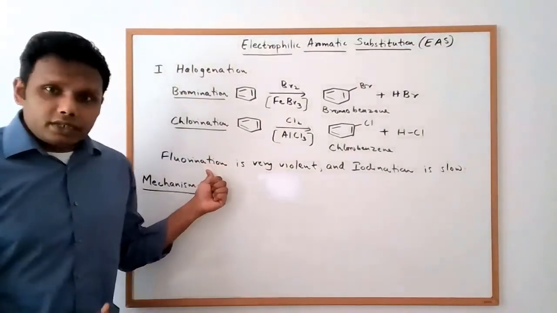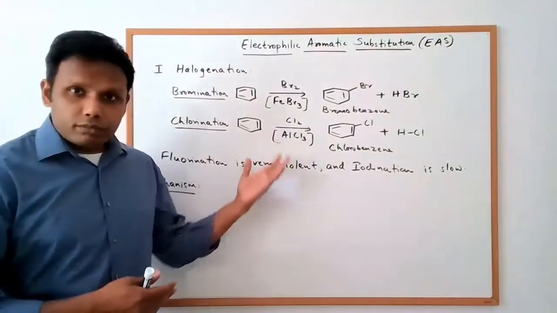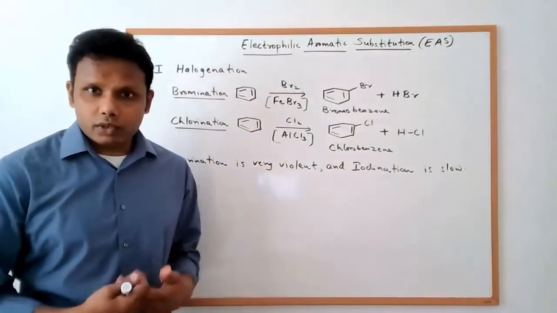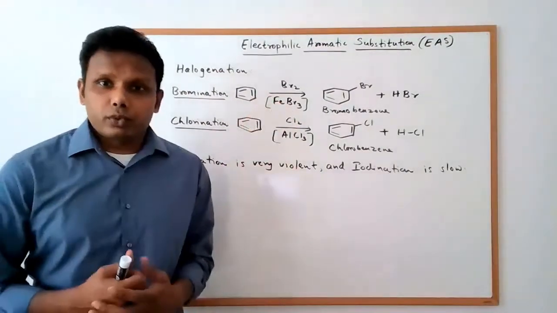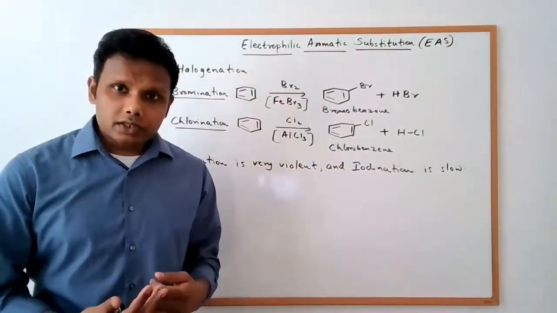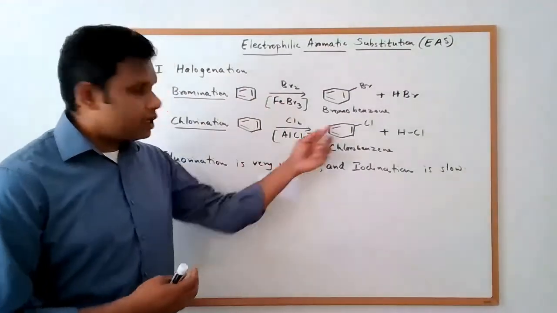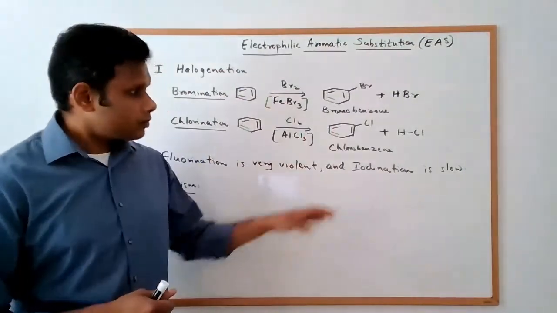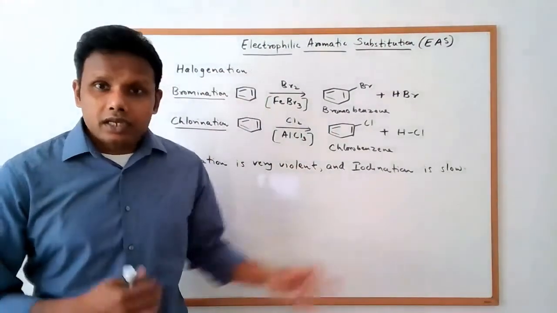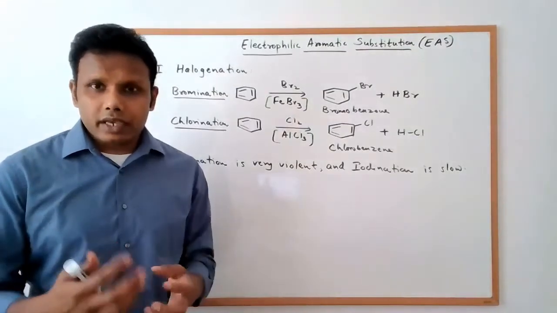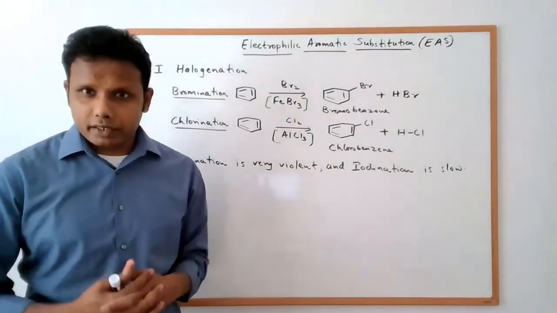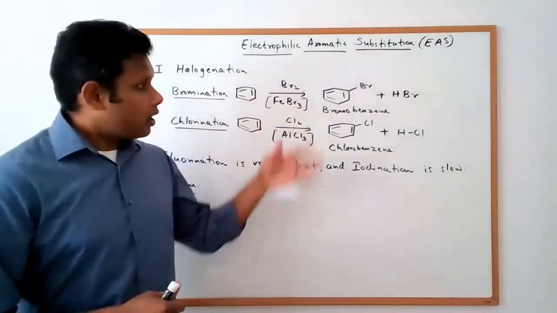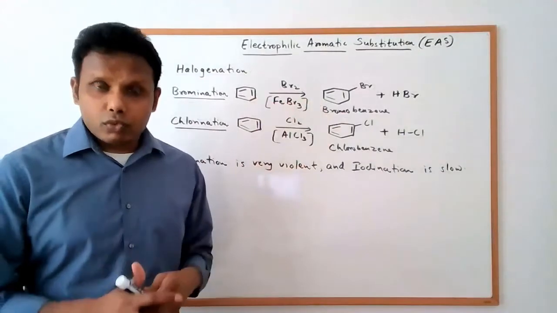Now, fluorination of an aromatic compound, or benzene specifically here, is very violent. Okay, it's a very violent process. So we do not do fluorination this way. There are other reactions that help us make fluorinated aromatic compounds. We will see those reactions later. Iodination, on the other hand, is a very slow reaction. So again, it's not practical. So in terms of practical reactions, the bromination and the chlorination are the reactions that are more practical.